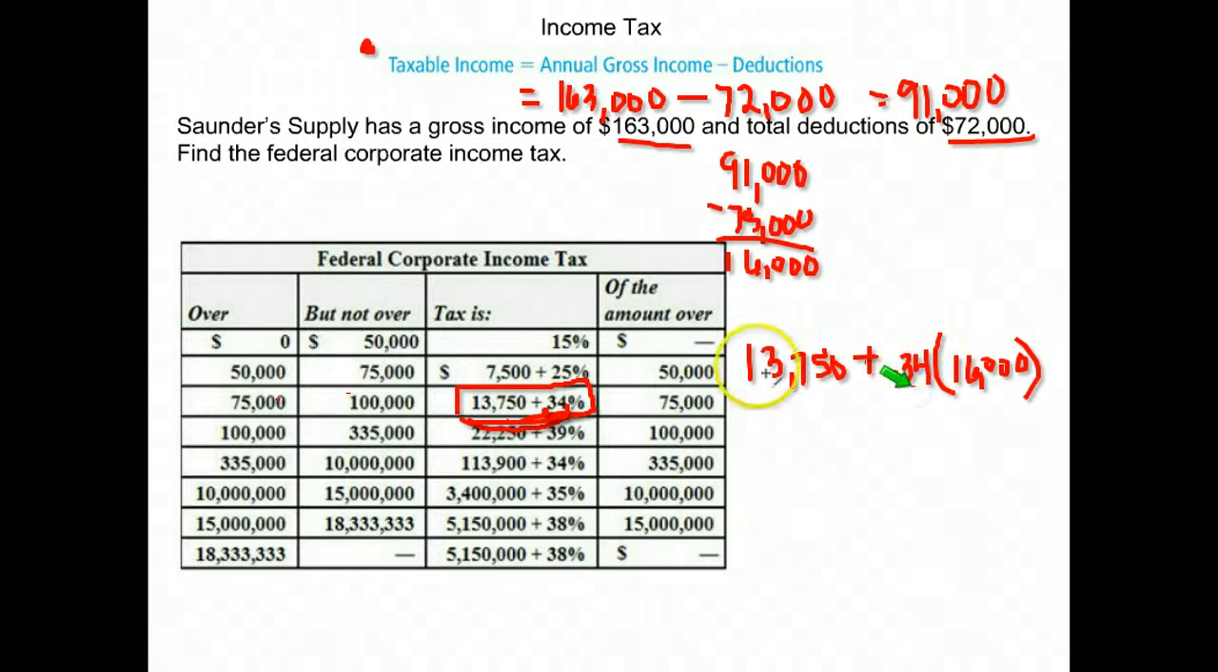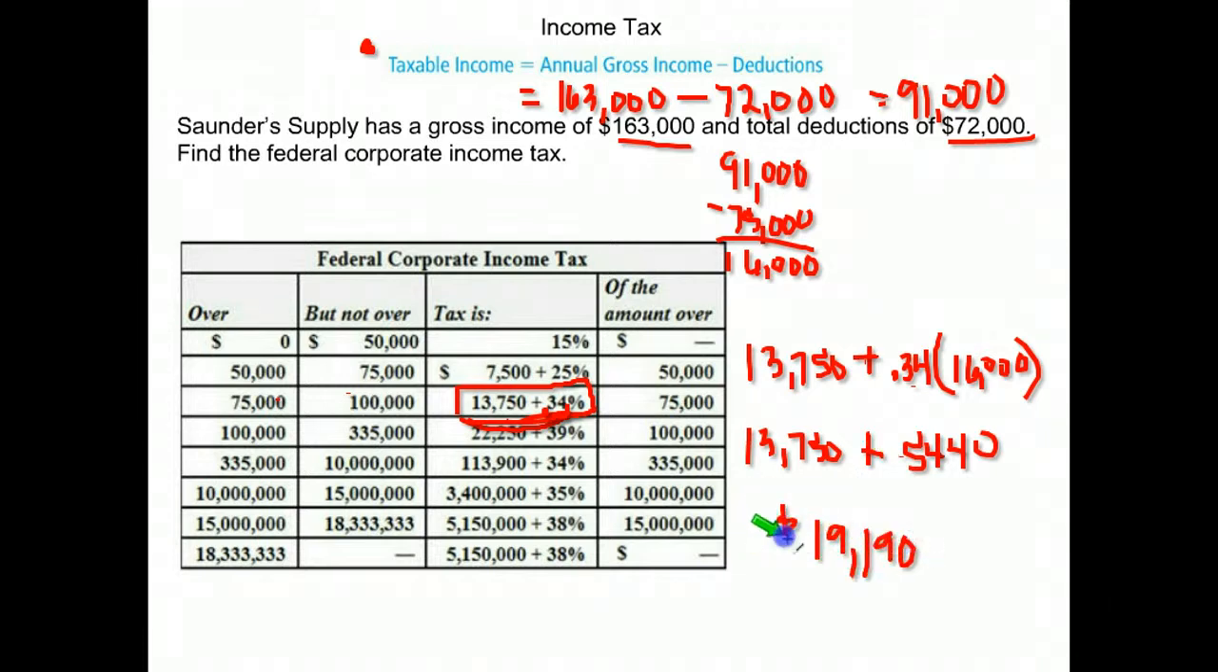Okay, do your order of operations correctly. So we do the multiplication first, then you do addition. I take 16,000 times 0.34. That gives me 5,440. And I'm adding to that the 13,750 that I had to pay in addition to this. Add those together, and we get a total of $19,190. So their federal corporate income tax would be $19,190.